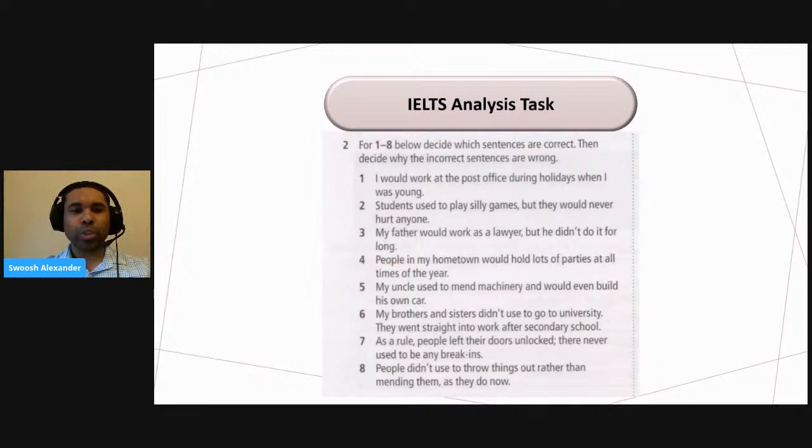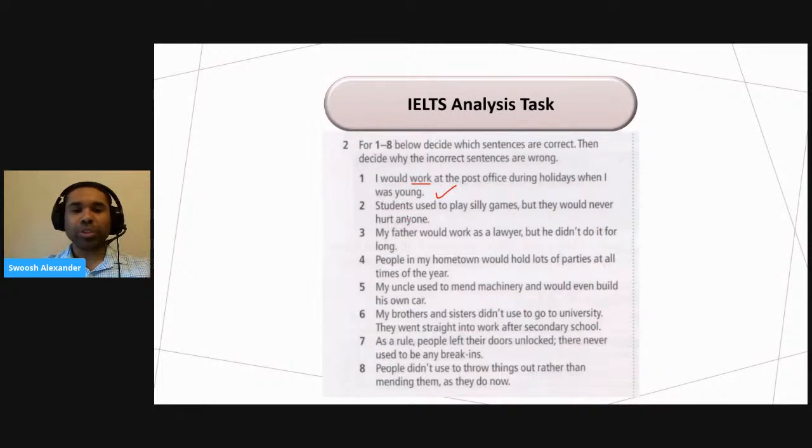So this one would be correct. Work is an action. We can use would for an action. Clearly, it's in the past. It's a habit. When I was young, so would be correct in this case.